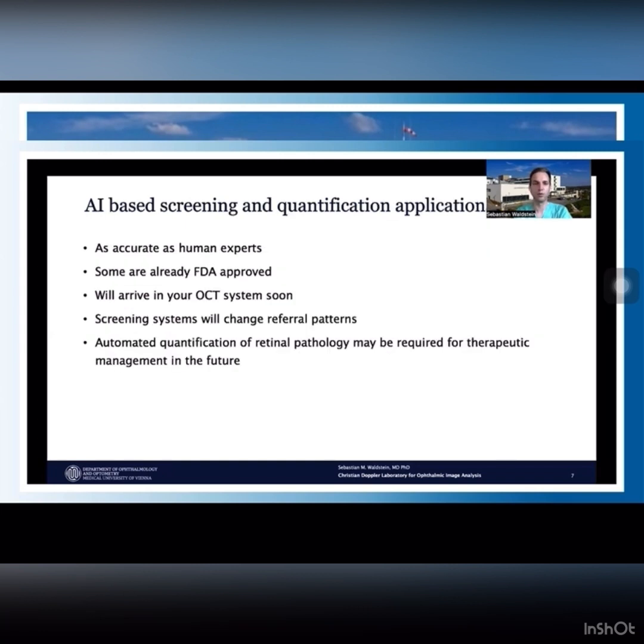So to sum up the current status, at the moment, in terms of replicating human tasks, AI is already as accurate as human experts. Some systems are already FDA approved, and others will arrive in your imaging systems soon. These new screening systems will change referral patterns, and automated quantification of retinal pathology may be required, in fact, in the future for therapeutic management.